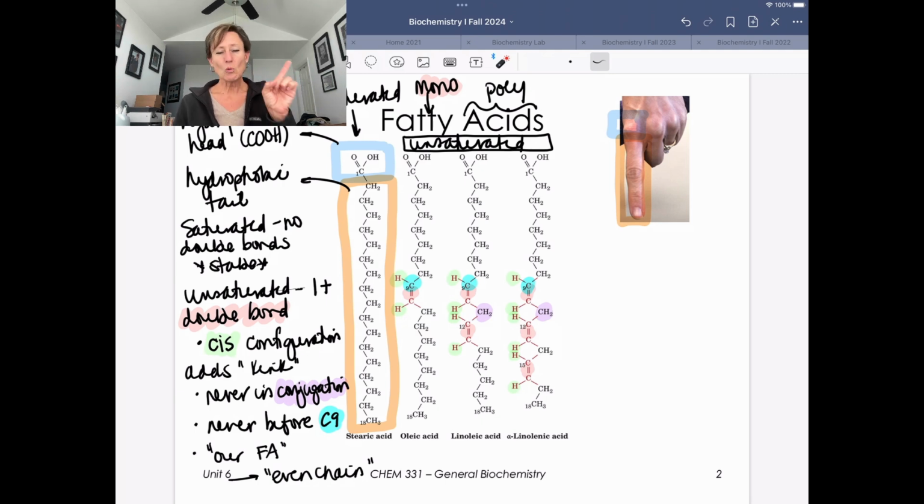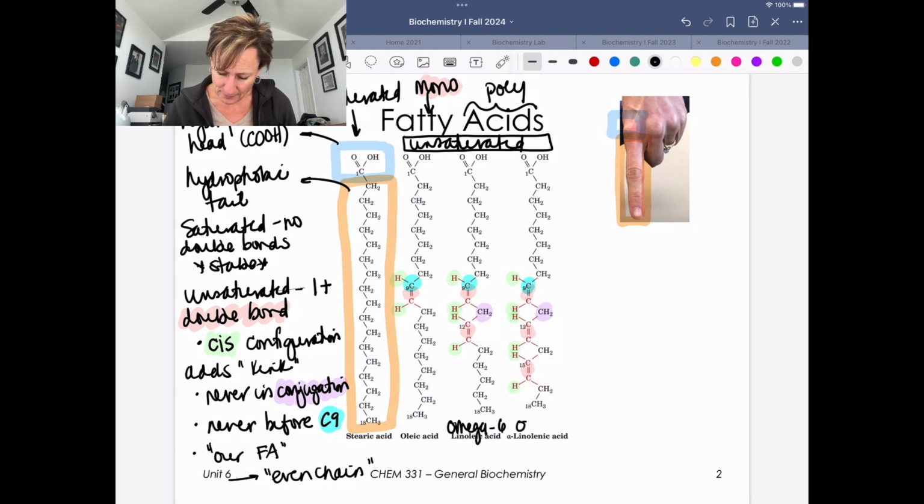Okay. I want to talk a little bit about the last two that we have here. We've got linoleic acid and linolenic acid. These are two really important fatty acids, and that's because one of them is omega-6 and another one is omega-3. You've probably heard of omega fats. Omega fats are really important to a healthy diet, okay? Highlighting why these are called omega fats.